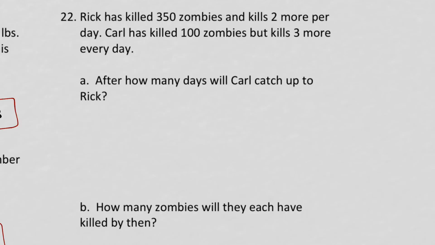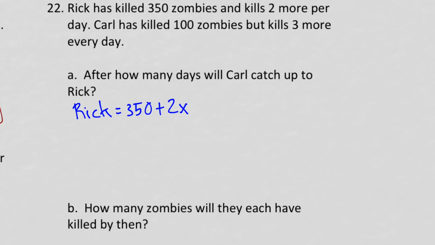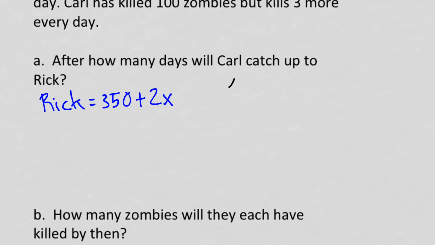Okay, 22. Rick has killed 350 zombies and kills 2 more per day. All right, let's set up an equation for that. Rick, he has killed 350 and 2 more per day, plus 2x. In this case, x represents number of days.